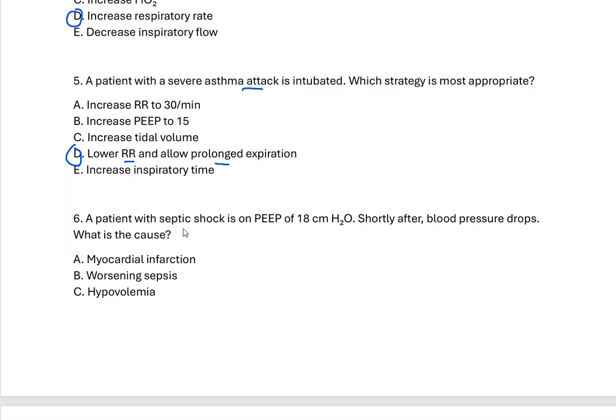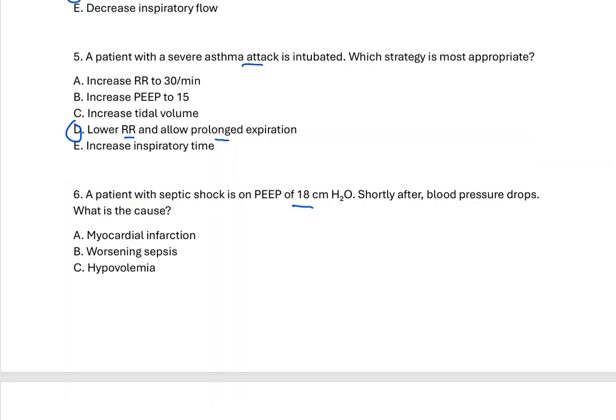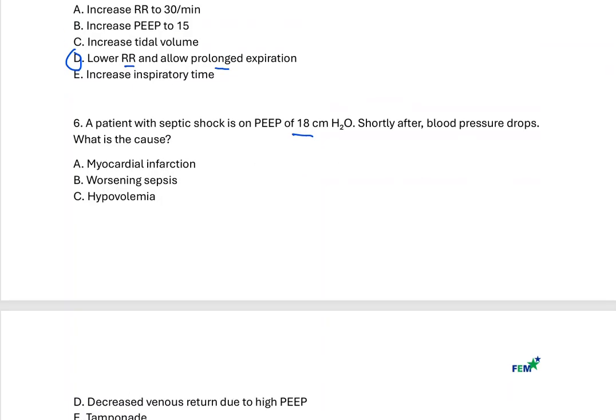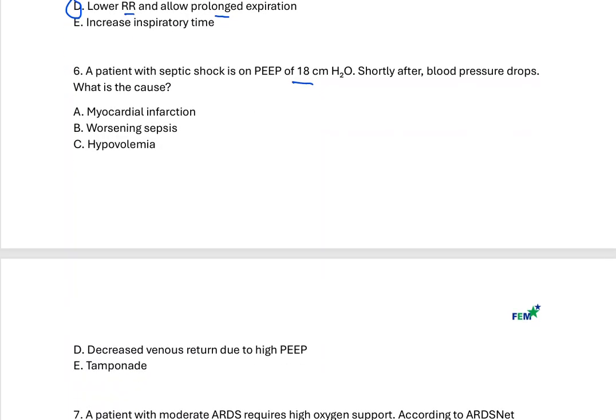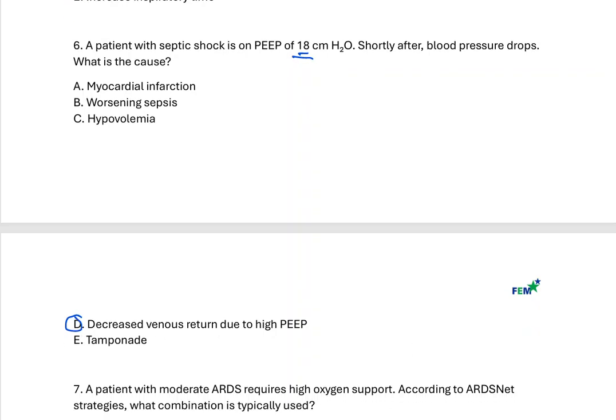Next question, a patient with septic shock is on a PEEP of 8 and then shortly the blood pressure drops. What's the cause of this? So this patient with septic shock, maybe the patient is also volume down, and now put them on a lot of PEEP. Remember, we said that PEEP increases intrathoracic pressure, and that will lead to what? That will increase the pulmonary resistance, and that could decrease the venous return, thereby decreasing the preload. So I think the best answer there would be what? Decrease venous return due to high PEEP.